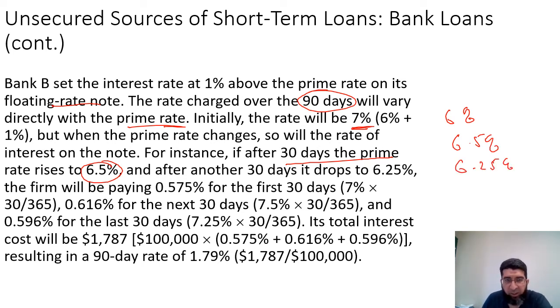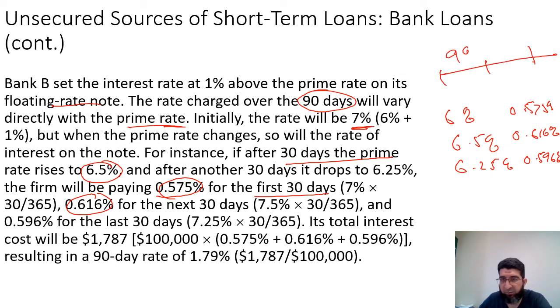The firm will be paying 0.57% for the first 30 days, then 0.616% for the next 30 days, and then in the end it will be paying 0.596% for the last 30 days. Now it's the 90 days, and this is 3 terms, 30, 30 and 30, which is given here.